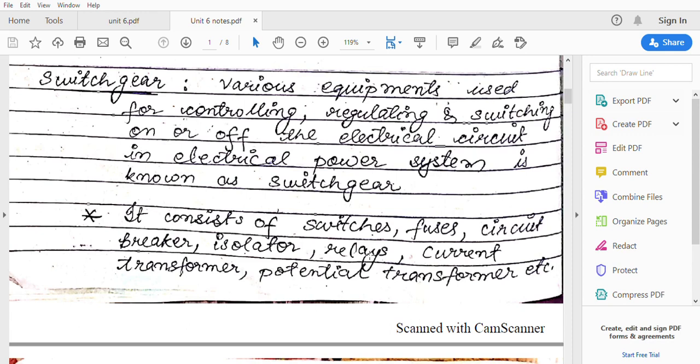Then there are relays, which tell us that there is some fault in the system. Then there is the current transformer, known as CT. It is used for measurement of current. Then we have the potential transformer, known as PT, which is used for measurement of voltage. So the current transformer and potential transformer are measuring instrument transformers. These two transformers are step down transformers.